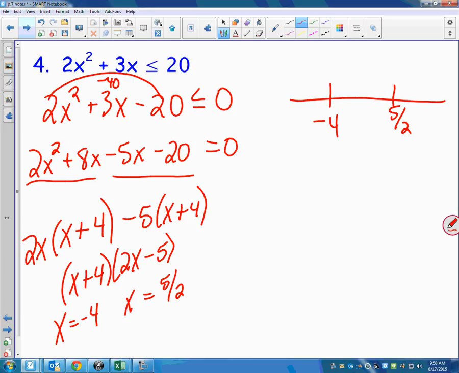Guess which one I'm going to pick, the middle, the outsides, or the middle to check? The middle, because it has my favorite number to check in there, 0. And does that work when I plug 0 in there? If you go all the way back to the beginning, or you can use any of these simplified ones, but if I go back to the beginning, I'm going to get 0 plus 0 is less than or equal to 20. That is true, which means that that should work.